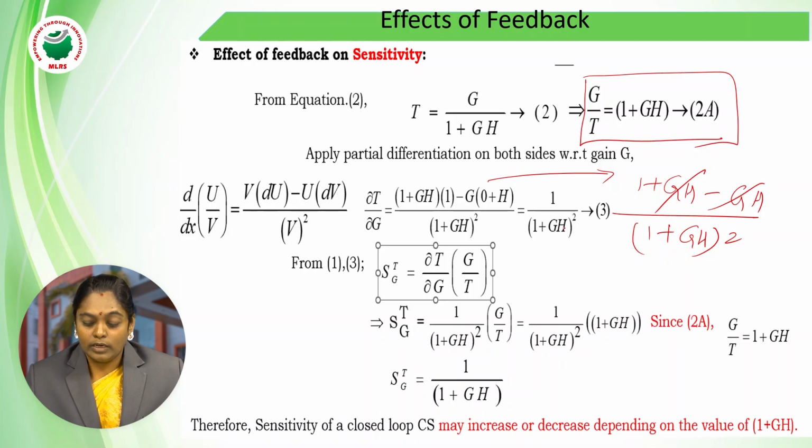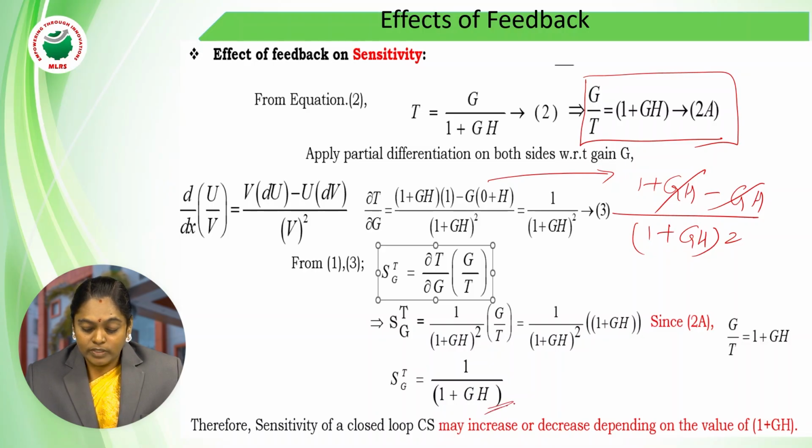Now I have an expression for ∂T/∂G as well as G by T. ∂T/∂G is nothing but 1 by (1 plus GH) whole square, and T by G is nothing but 1 plus GH. So substitute those values, and you will get the sensitivity of a negative feedback control system as 1 by 1 plus GH.